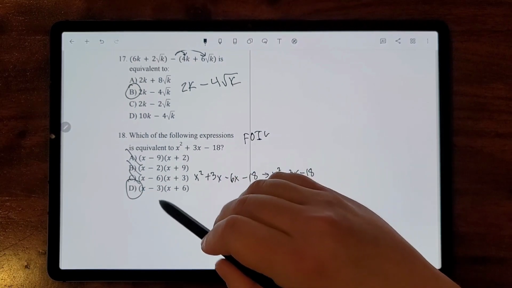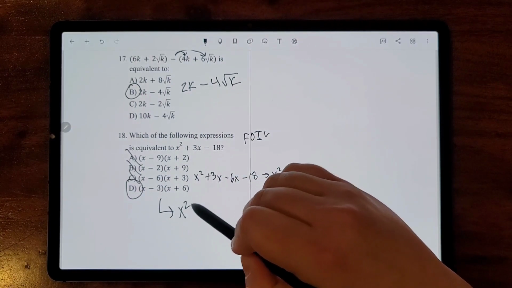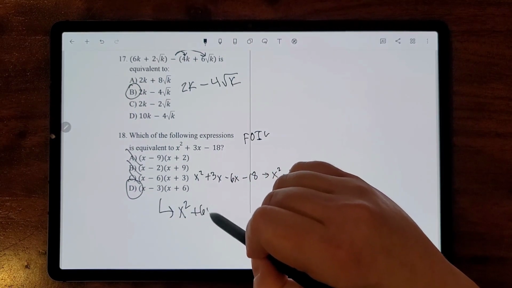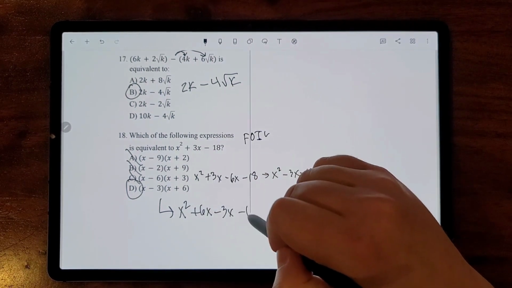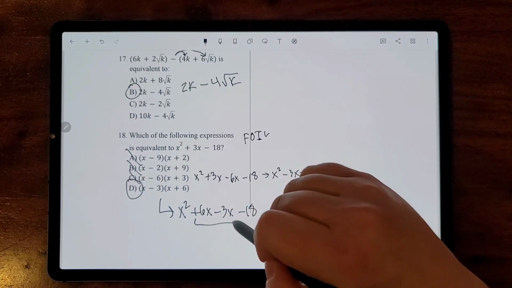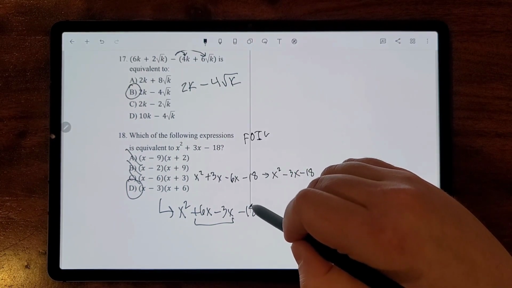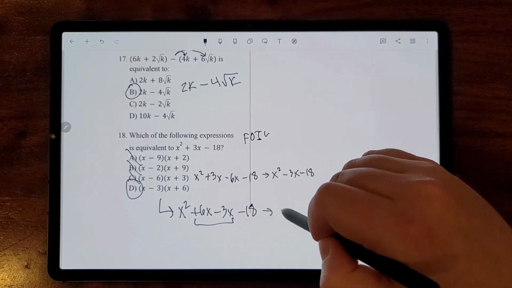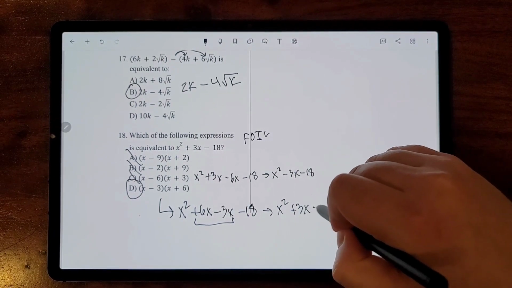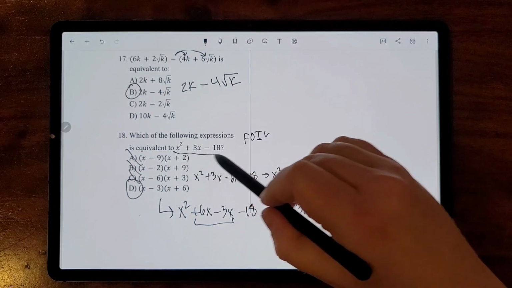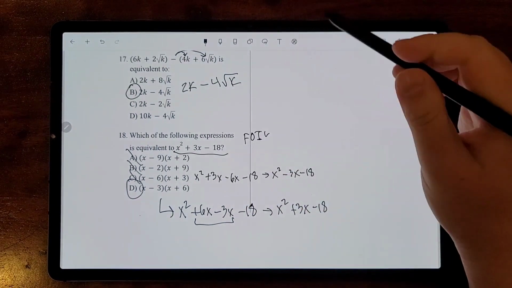But let's just verify why. So x times x is x squared. 6 times x is 6x. Negative 3 times x is negative 3x. Negative 3 times 6 is negative 18. Combine those like terms right here, 6x minus 3x, and that's going to give us positive 3x. So it's x squared plus 3x minus 18, which is exactly what we wanted. So it is in fact D.